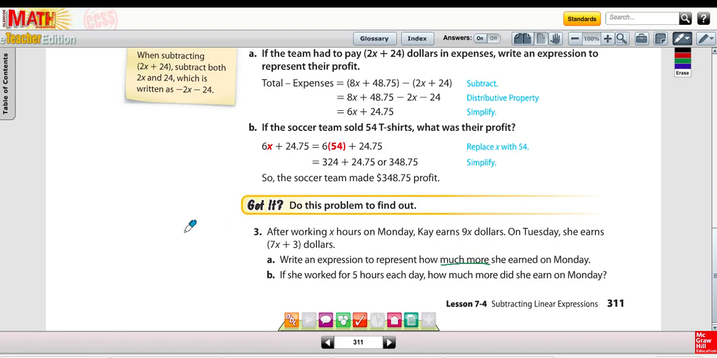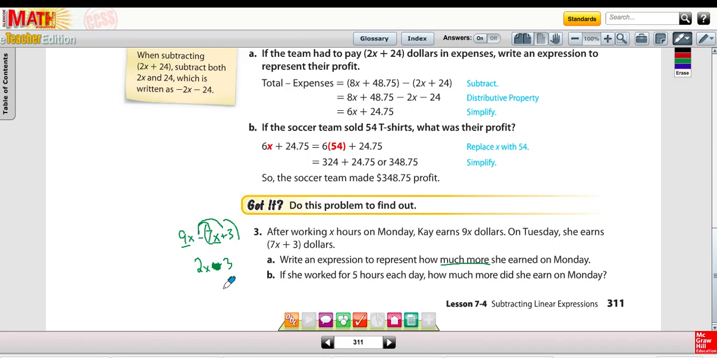Okay, so that would be 9x, what she earns on Monday, take away 7x plus 3. So 9x take away 7x is pretty simple, it's 2x, but a lot of times students will just put down plus 3. Don't forget that that negative sign gets distributed to both, and so it's actually a negative 3, 2x minus 3 right here.